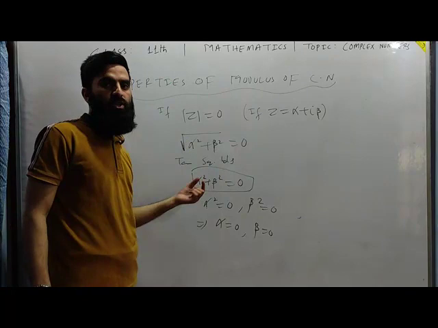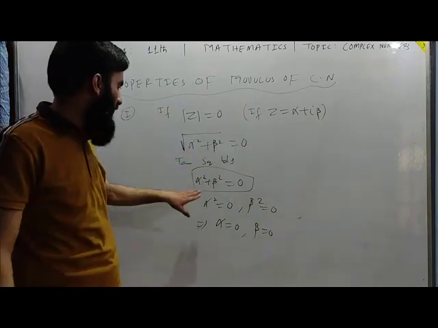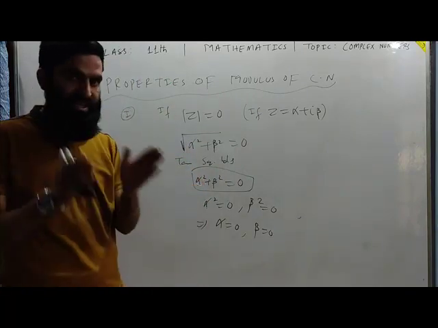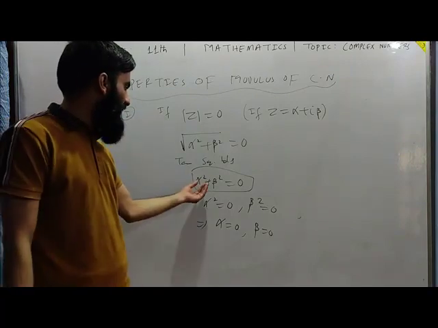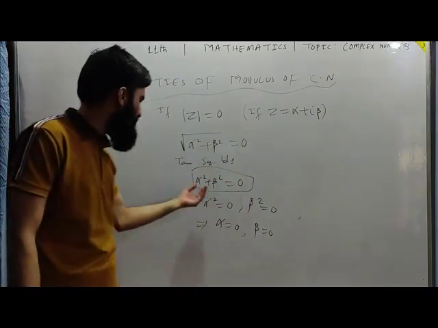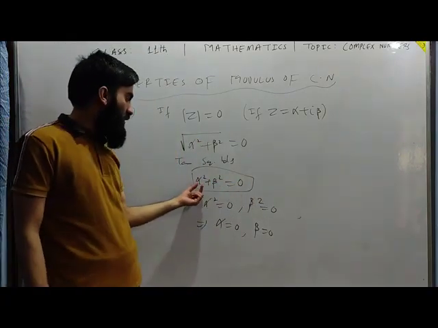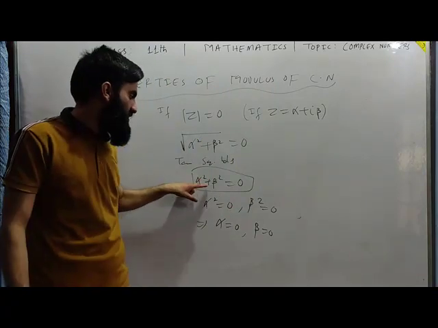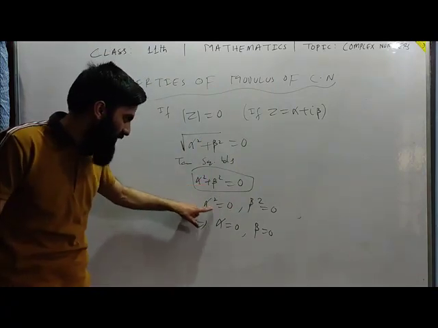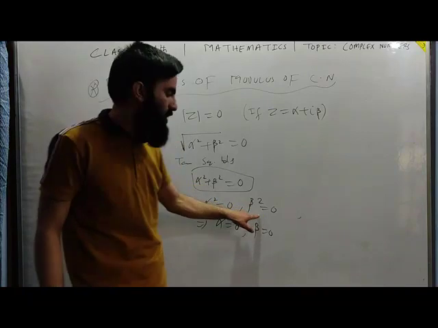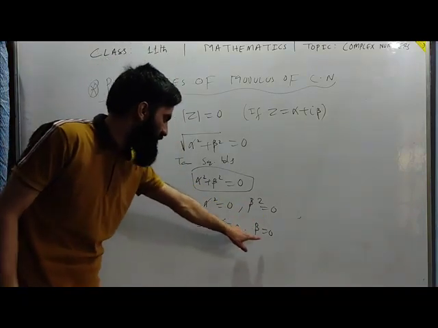Because there is a square, and the square of a negative becomes positive. So it is basically the sum of two positive elements being equal to 0. Is it possible? No, it's not possible. So we can say that when they are individually 0, then this condition holds good. So alpha square is equal to 0 and beta square is equal to 0, which gives us alpha is equal to 0, beta is equal to 0.